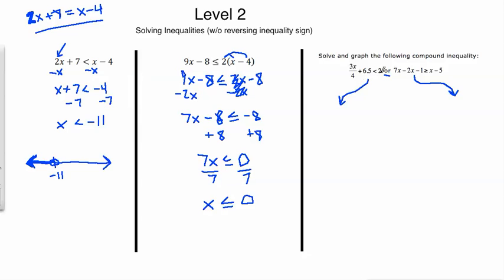When we solve this inequality here, we're going to have 3x over 4 plus 6.5 less than 2. What we want to do is get this fraction by itself, so we're going to subtract 6.5. That'll give us 3x over 4 is less than -4.5.